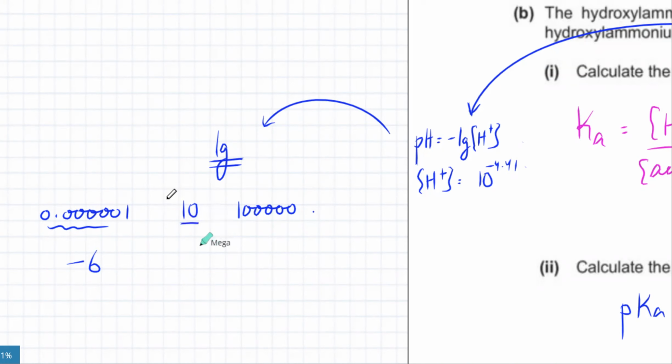10 is 10 to the power 1. And this would be how many? 10 to the power 5. So if I express it in powers of 10, it's going to come out to be 5. So it's a lot easier to plot minus 6, 1, and 5 on the same piece of graph paper. That's why log is taken.